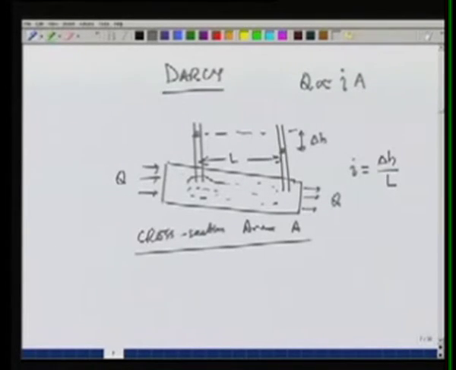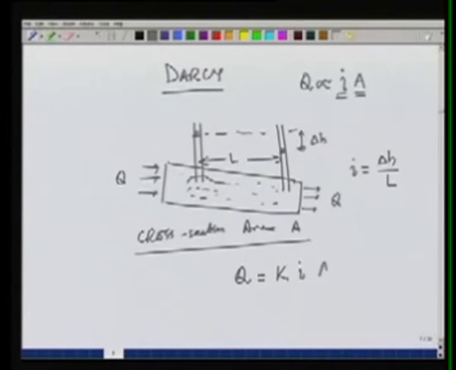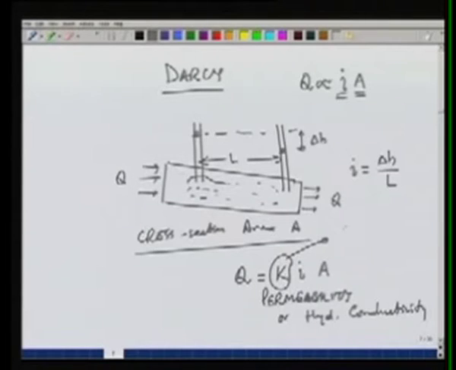So if you take different experiments with different hydraulic gradients, the amount of flow Q would be directly proportional to the hydraulic gradient I and area of cross section A. And therefore he introduced a constant of proportionality and called it permeability or hydraulic conductivity. So the dimension of this K will be the same as velocity, that is meter per second or feet per second.